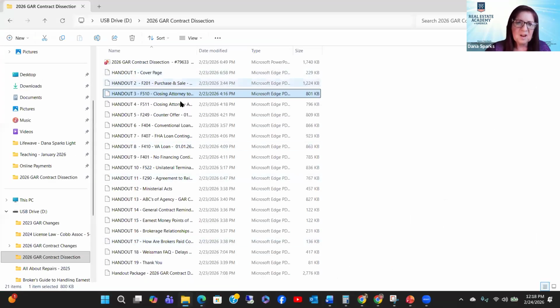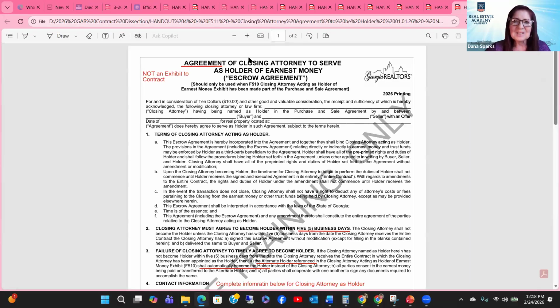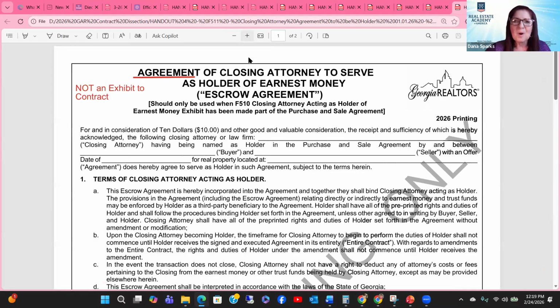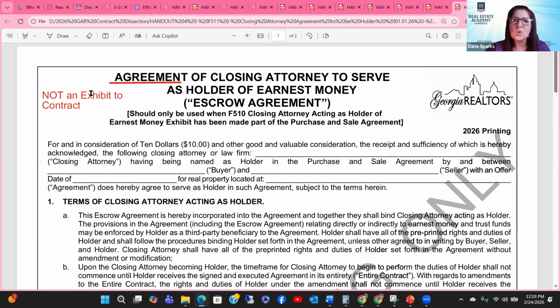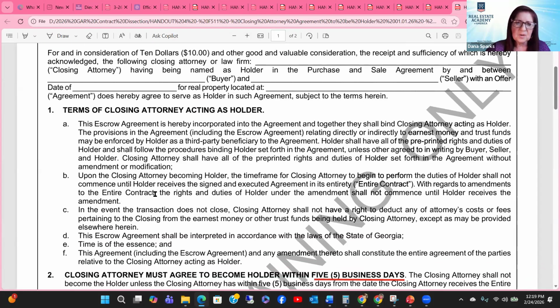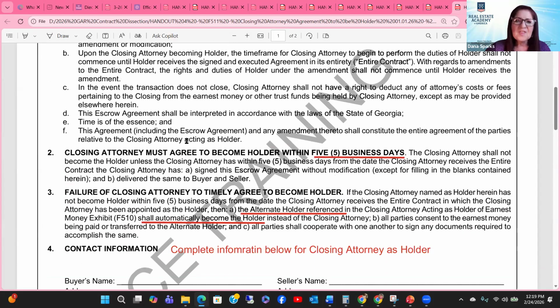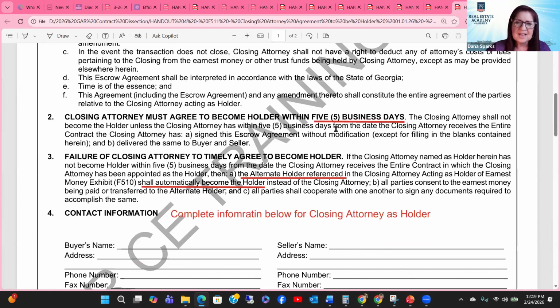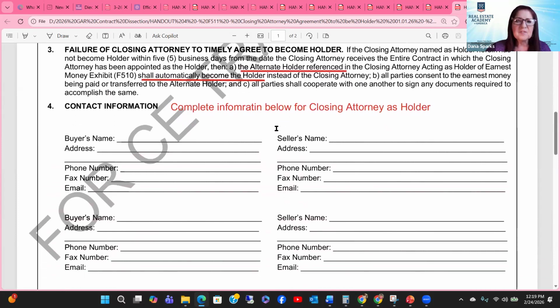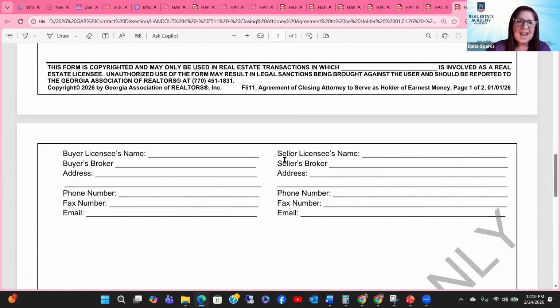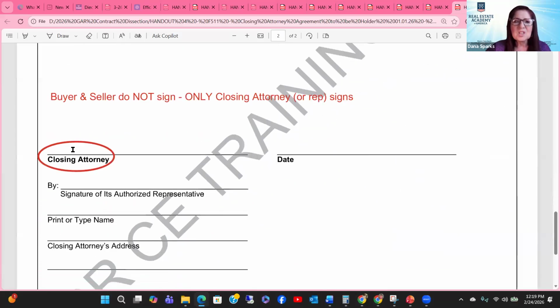So that's an exhibit. So that's part of the contract. Then the buyer has to get the closing attorney this form. This is not part of the contract. It's not an exhibit. It is only an agreement where the closing attorney says what they have to do. They have to agree within 5 days of getting the contract. If not, the alternate holder, you need to fill out, sorry, that's spelled incorrectly, the buyers and sellers contact information, and then only the closing attorney signs. So your brokers need this, the buyers and sellers need this, but it is not part of the contract, and the buyers and sellers don't sign it.